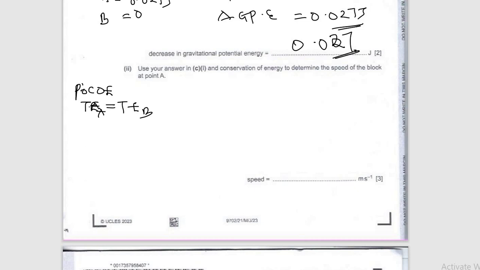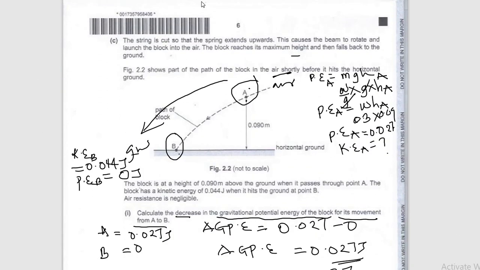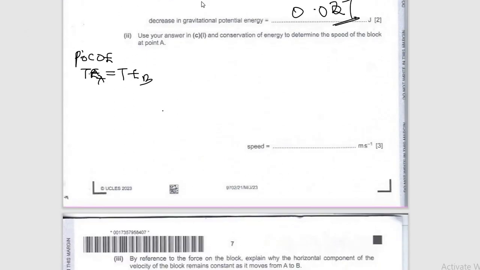The principle of conservation of energy states that energy is neither created nor destroyed. It may be transformed from one type to another. So it's not destroyed, it's transformed from one form to another. If you check my earlier sketch, point A comprises two energies, kinetic and potential. Point B has the same, kinetic and potential. So the kinetic energy and potential energy at point A, according to the principle of conservation of energy, must be the same as kinetic energy plus potential energy at point B.